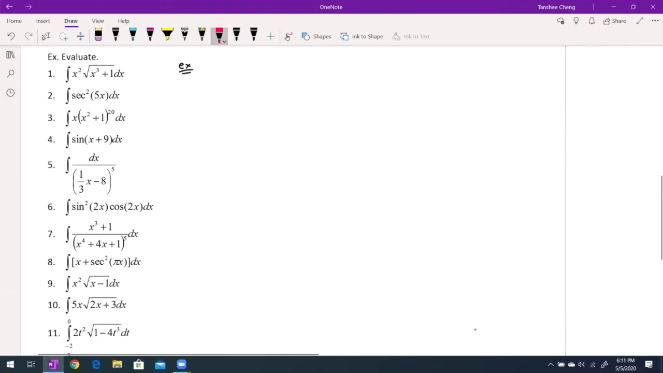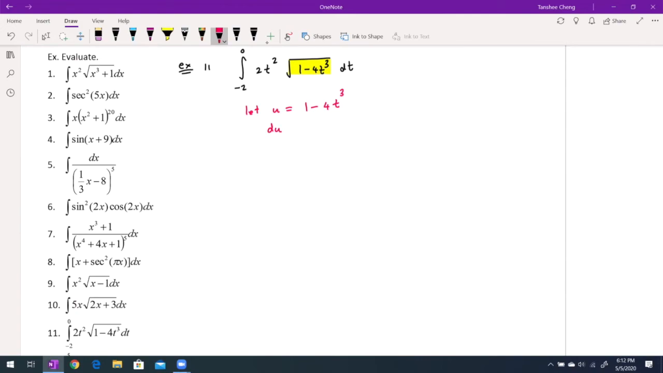So number 11 is a definite integral. That will give us a numerical value now. The integral from -2 to 0 of 2t squared times the square root of 1 minus 4t to the 3rd power. So when we look at this integral, we see that this is a composition function. So we're going to let u be equal to 1 minus 4t to the 3rd power.